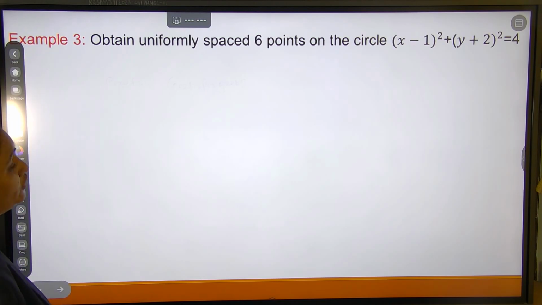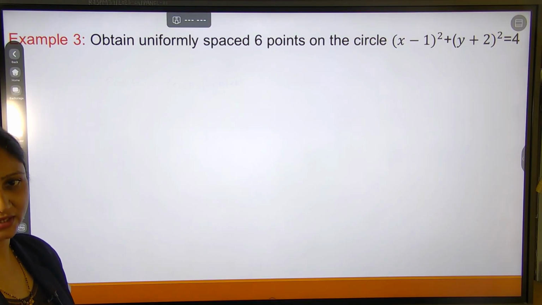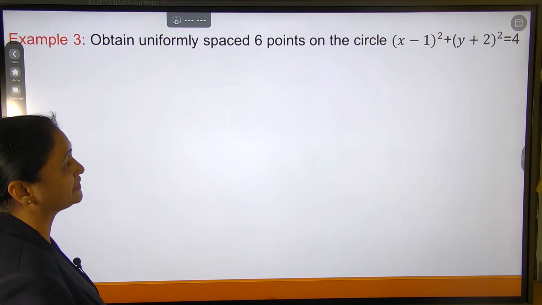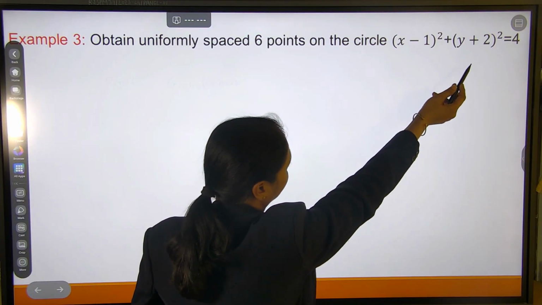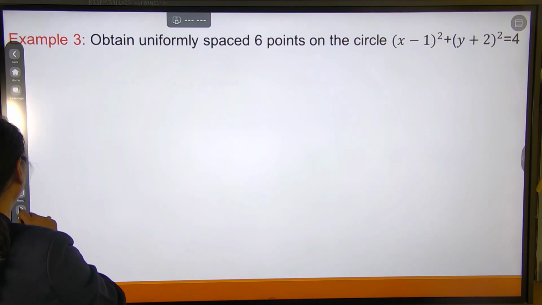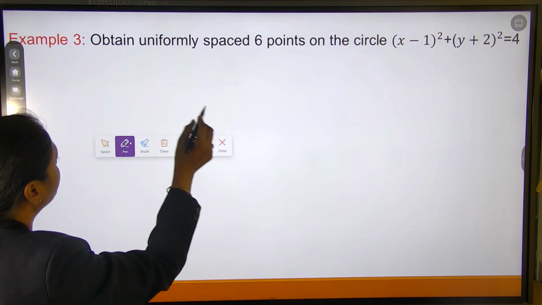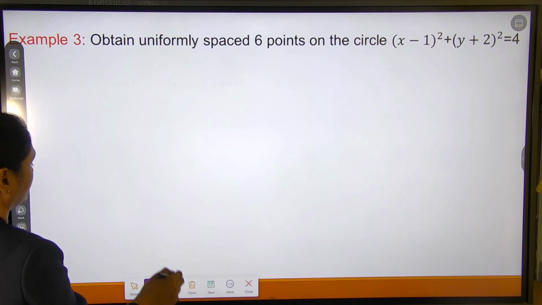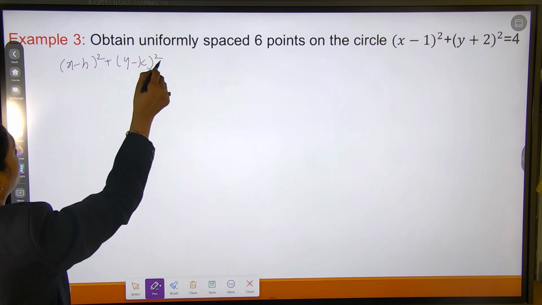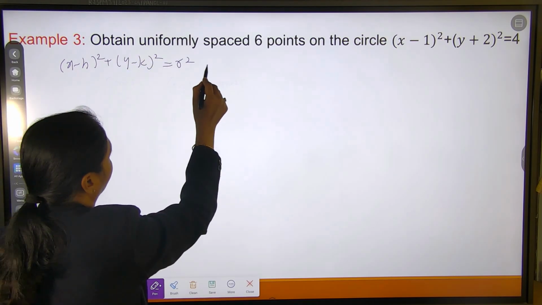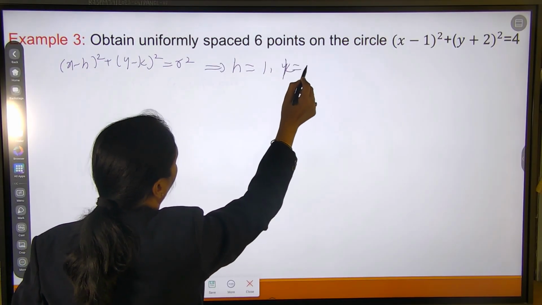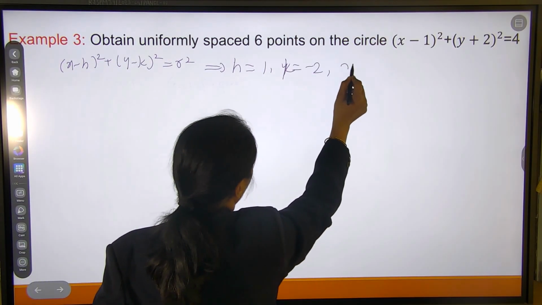Now the next: obtain uniformly spaced 6 points on the circle whose center is 1, minus 2, as the equation is x minus 1 whole square plus y plus 2 whole square is equal to 4. So if we compare this equation with x minus h whole square plus y minus k whole square is equal to r square, we get h is equal to 1 and k is equal to minus 2 and r is equal to 2.